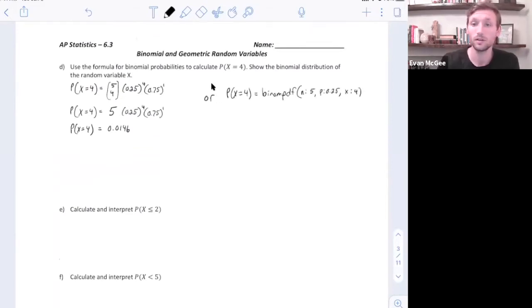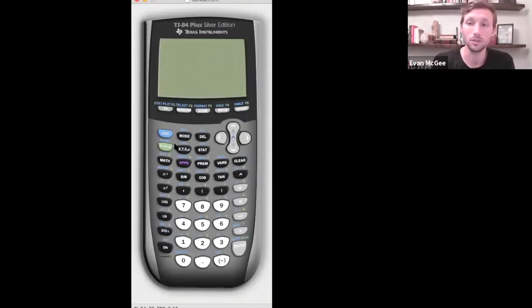So the best way to answer this question is to do binomial pdf. 5 is the number of trials, probability of success is 0.25, and x is the number of successes, 4. So let's open up the calculator and see if this gives us the same value. So in the calculator, it's going to be a binomial distribution. So I'll go to second vars, which takes me to distribution.